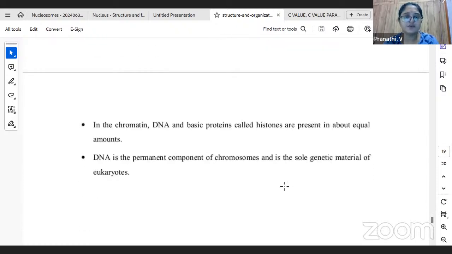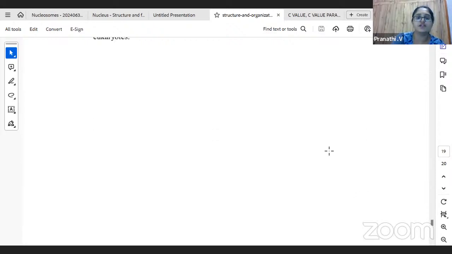And in the chromatin itself, you have the histones present in about equal amount to DNA, that is a 1:1 ratio. So DNA is the permanent component of the chromosomes and the sole genetic material in eukaryotes at least.